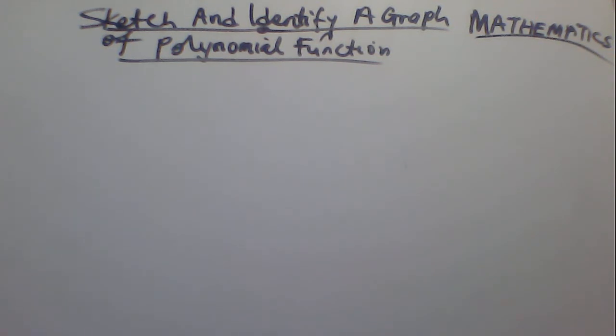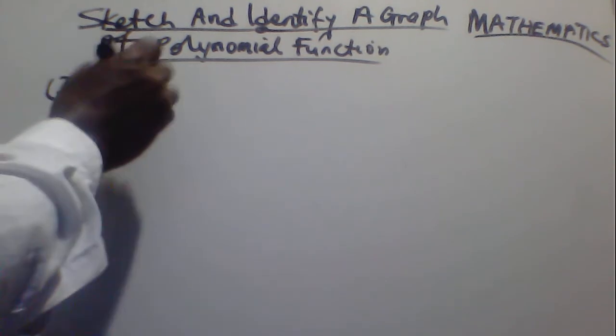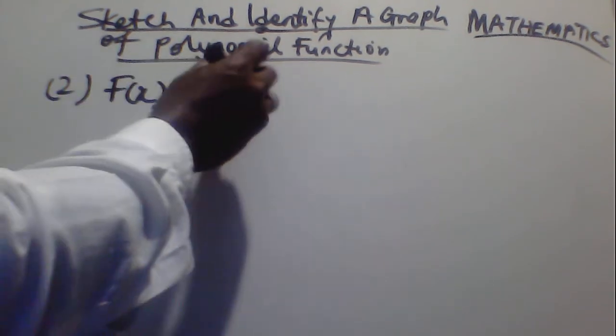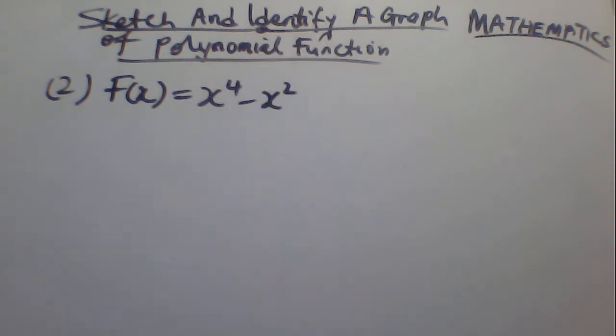So the second one, for the second example, f of x is equal to x raised to power 4 minus x raised to power 2. So you are required to sketch and identify this graph, this curve, on a graph paper.